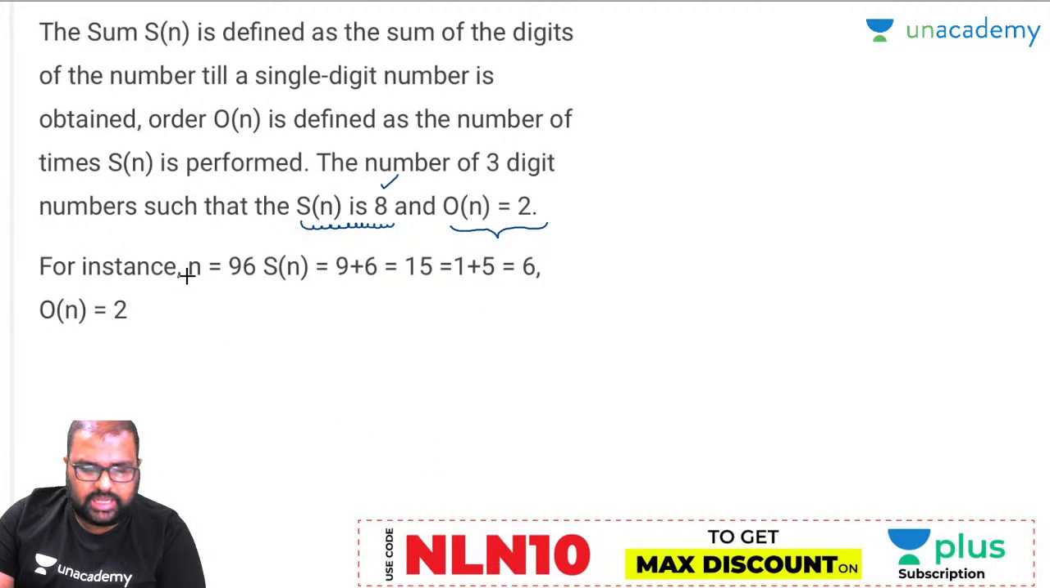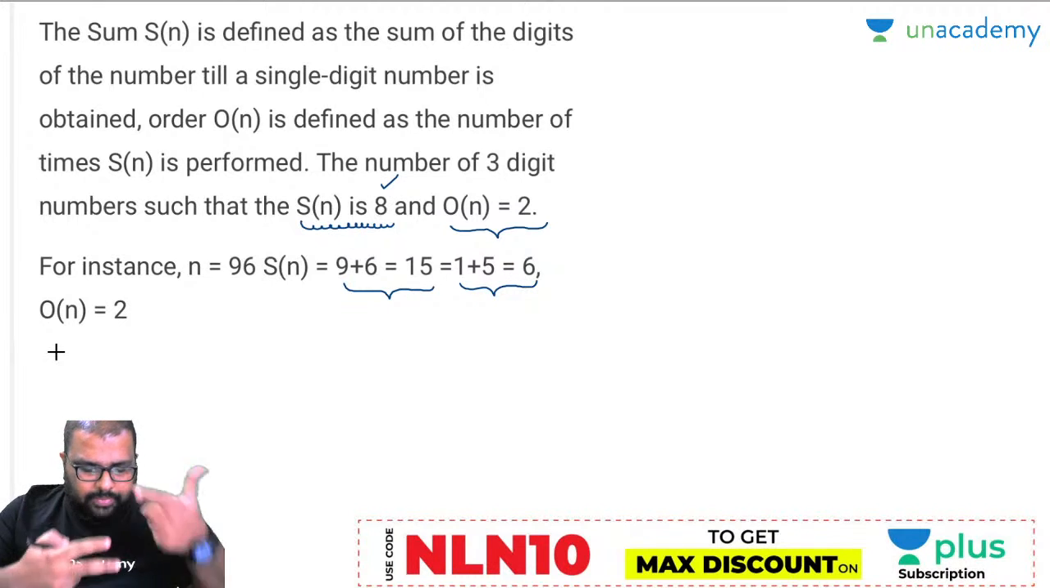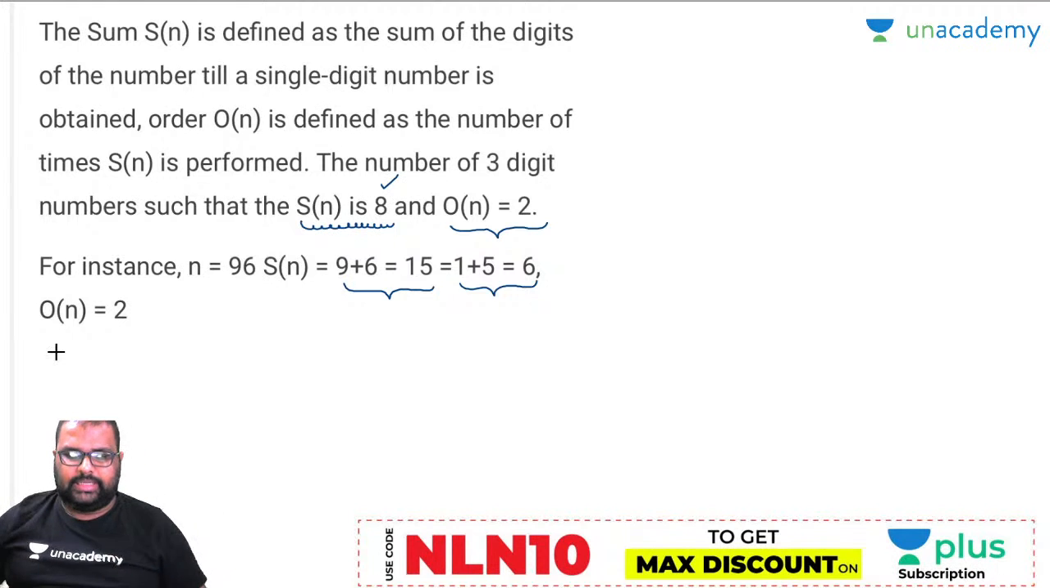For instance, I have given an example there. If n is equal to 26, what is the sum of the digits? 2 plus 6 becomes 8, then... for the example, 9 plus 6 becomes 15, and 1 plus 5 becomes 6. How many operations have you done? This is the first operation and this is the second operation, so the order is 2. After doing 2 operations, the answer has to be 8. Now how do you get this?